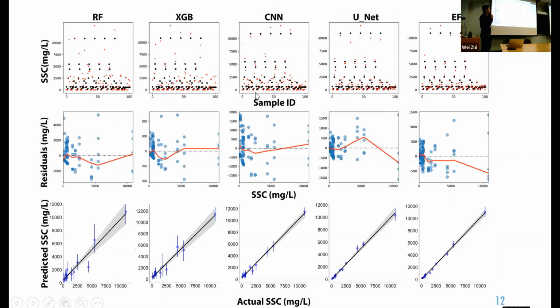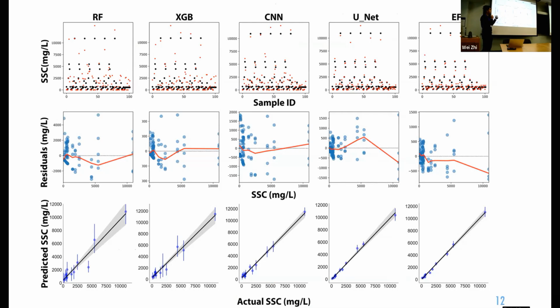And these are the results for different models. We've got random forest, XGBoost, custom CNN, the UNet, and EfficientNet. But UNet and EfficientNet had the highest performance. The rows on top show the predicted in red and the actual in black. And in the middle, we can see the residuals for each of these models.